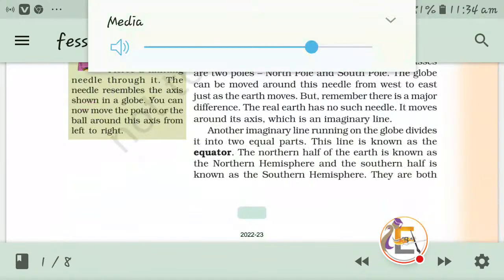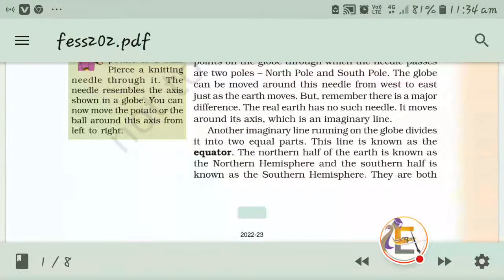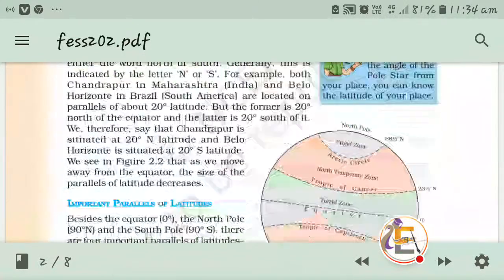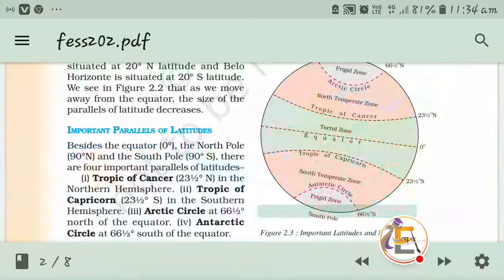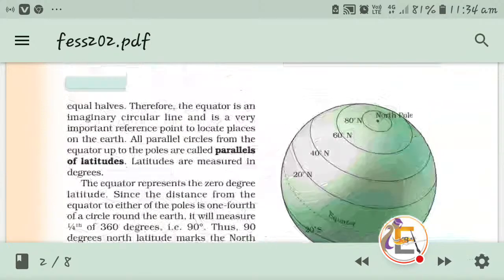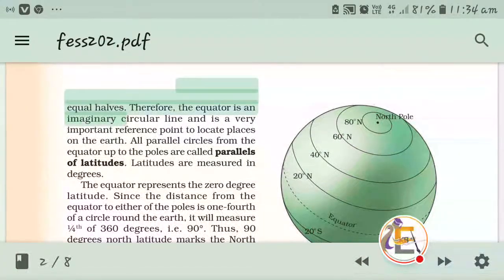Figure 2.2, latitude. Figure 2.3, important latitudes and heat zones. Do you know? By measuring the angle of the pole star from your place, you can know the latitude of your place. Therefore, the equator is an imaginary circular line and is a very important reference point to locate places on the Earth.